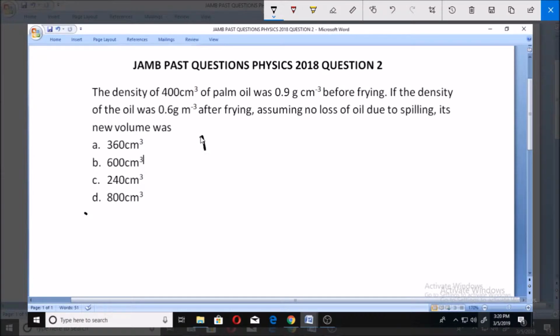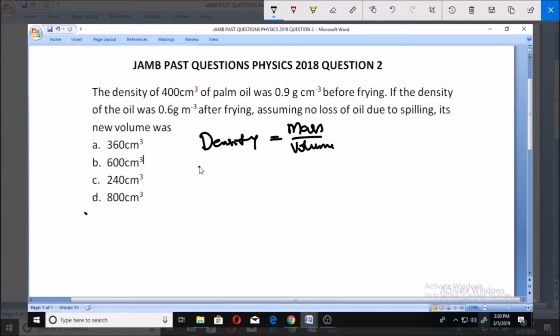So density is simply the ratio of mass all over volume. That is what density is. Now, we were told that there is no change in the mass. There is no loss of oil due to spillage. That means the mass remains constant.